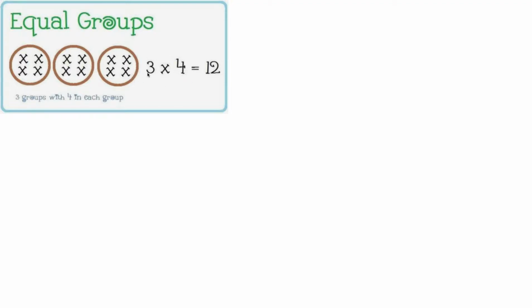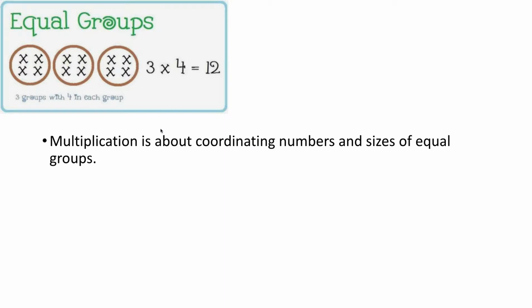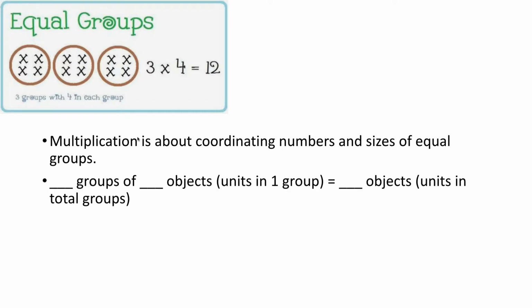Here you can name these differently. The units are different, right? So I have 3 groups of 4 x's, and the answer is 12 x's. Okay, something like that. So multiplication is about coordinating numbers and sizes of equal groups. How many groups? 3 groups of the number of objects, 4 objects, and the total number of objects, right?